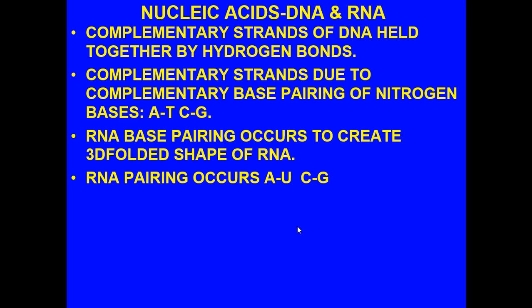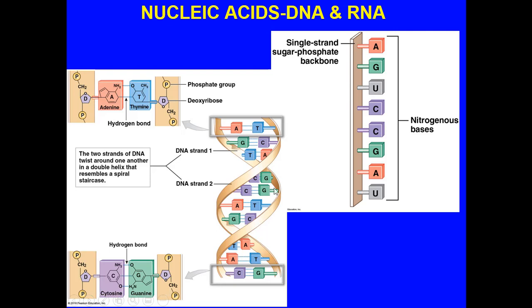RNA base pairing will occur periodically, and it will create a three-dimensional folded shape for RNA. With that, you're going to have RNA pairing A's, adenine, with uracil, and C's pairing up with guanine. As you can see here, here's DNA. A's with T's, G's with C's, C's with G's, T's with A's, etc. Okay? The hydrogen bonding between cytosine and guanine is different from adenine and thymine. That's why you don't get any cross bonding, because adenine and thymine only have 2 hydrogen bonds exchanged. Cytosine and guanine have 3. Now, if you have that single strand sugar phosphate backbone, this is where your nitrogenous bases are. Okay?